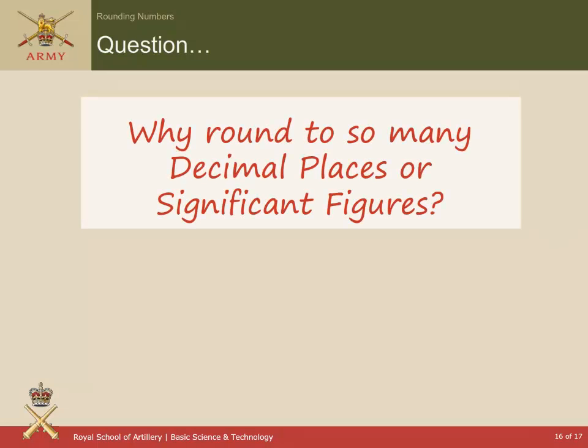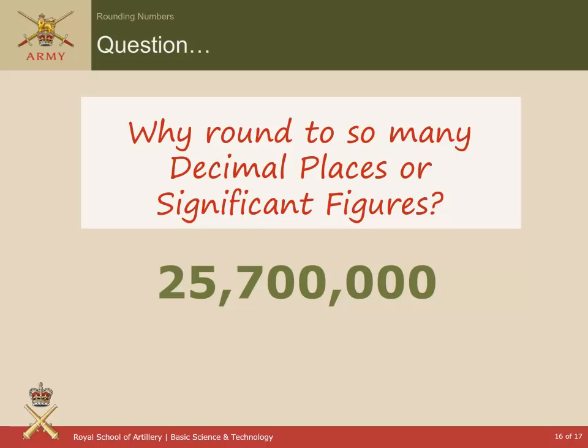Why round to so many decimal places or significant figures? Well, the reason is that it makes the numbers easier to work with. In that last example, we had 25,700,000. That's easier to work with than 25,682,424. We kept the significant digits, 257, and lost some of the smaller digits, 424 for instance, because they're less important.